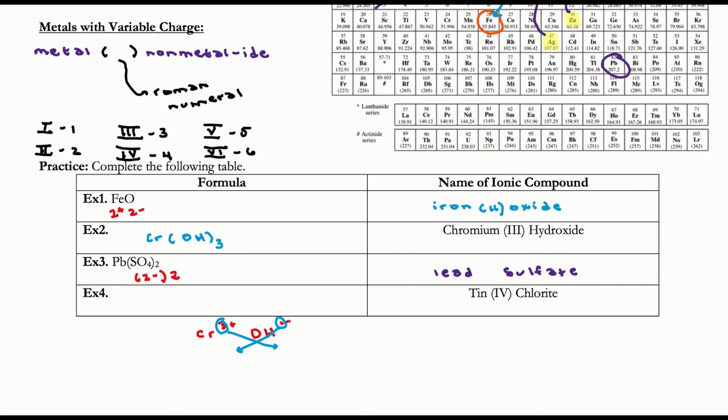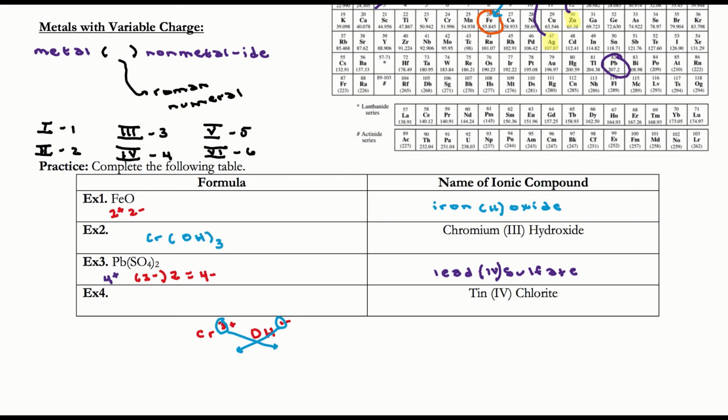How many sulfates do I have? Well, I have 2 of them. So sulfate overall contributes a 4- charge. So what would the charge of lead have to be in order to cancel out that 4- charge? Well, the charge of lead would have to be 4+, because 4+ and 4- would give you 0. So I'm going to put lead(IV) sulfate. Okay, and that's the name. Let's look at the last one.